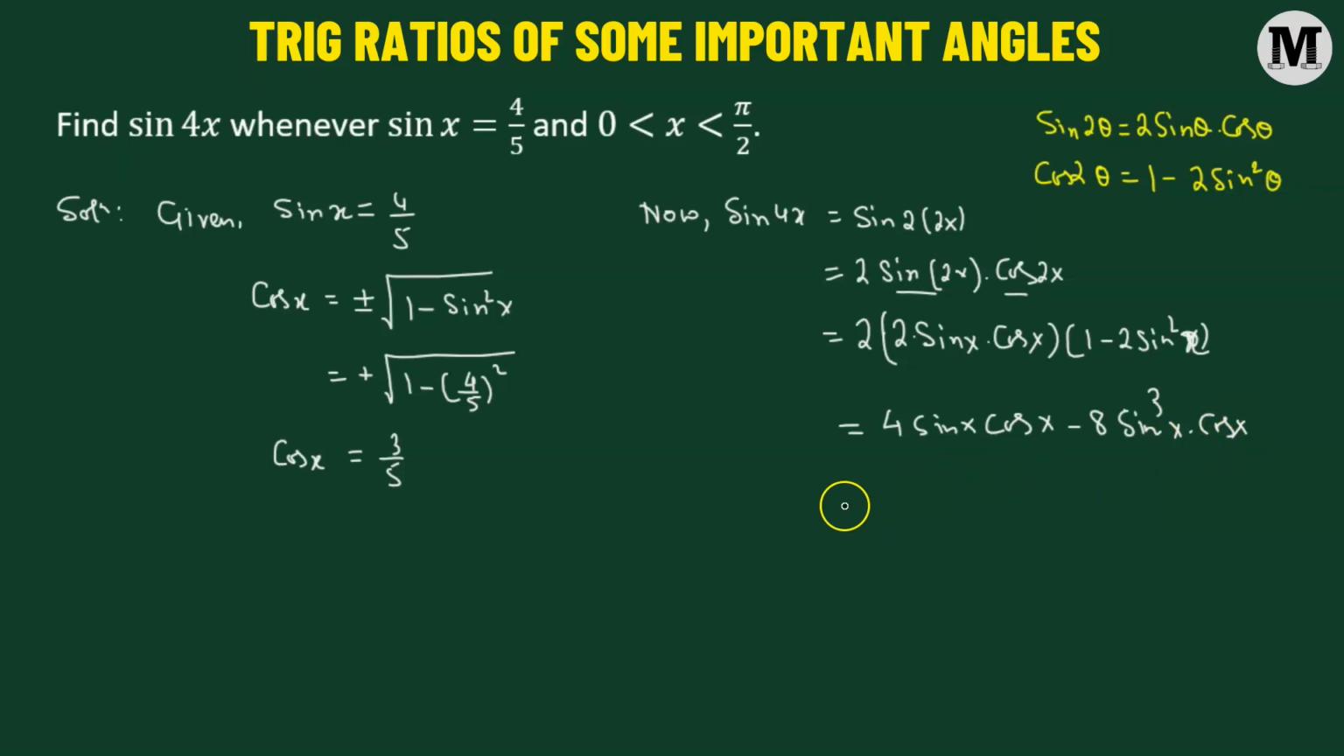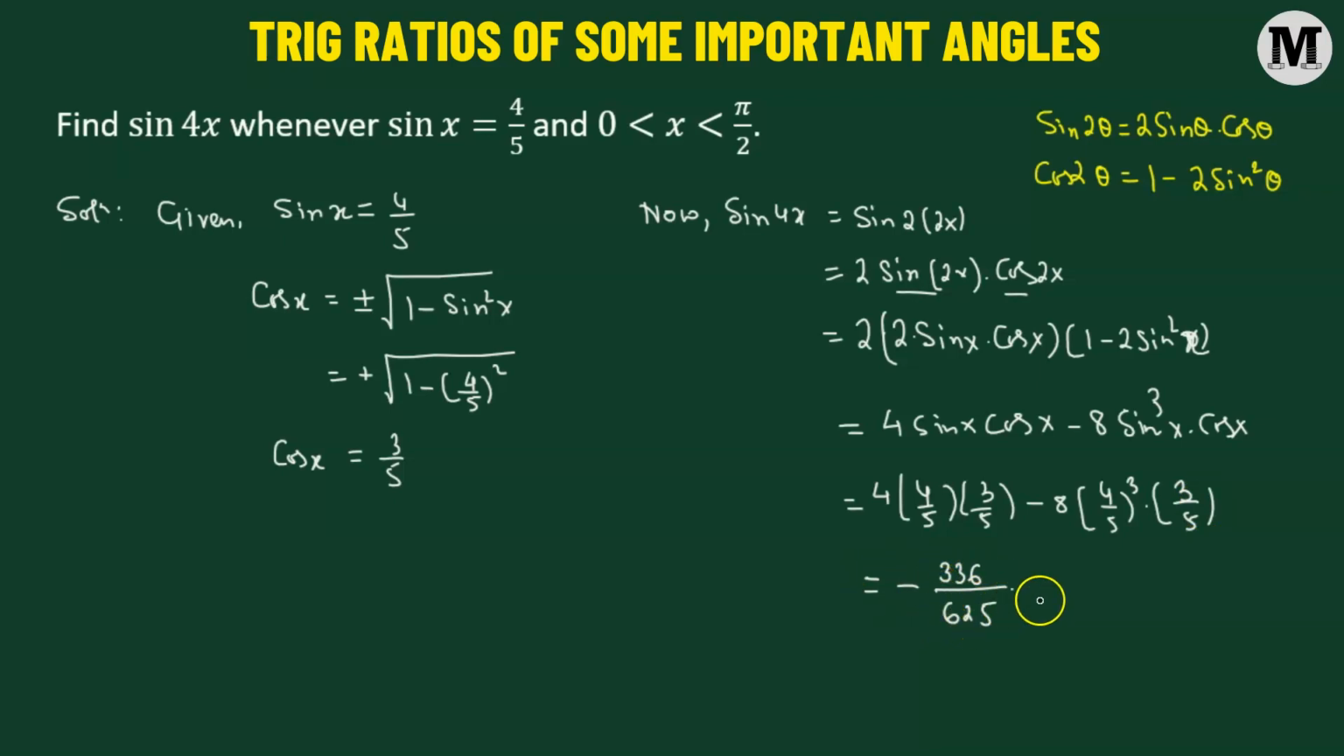Now we're going to substitute the value of sine of x with 4 over 5. Cosine of x will be 3 over 5, minus 8 times sine cubed x. So we'll have 4 over 5 whole cubed multiplied to cosine of x, that's 3 over 5. Now this is going to give us negative 336 over 625. Now this is going to be the value of sine of 4x.